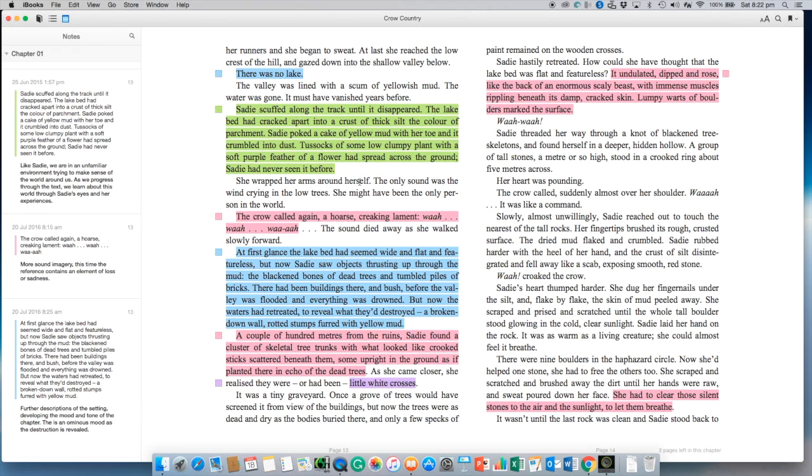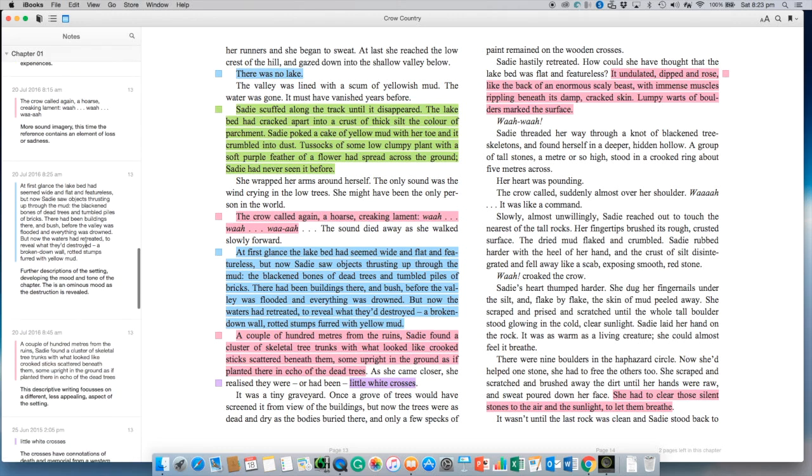So like Sadie, we are in this unfamiliar environment trying to make sense of the world around us, and as we progress through the text, we're learning about the world through Sadie's eyes. And this is a common technique that's employed, particularly in the opening few chapters of the text, to try and establish the world and the surroundings and the characters simultaneously. But the use of language, the clarity of the description, is quite impressive there.